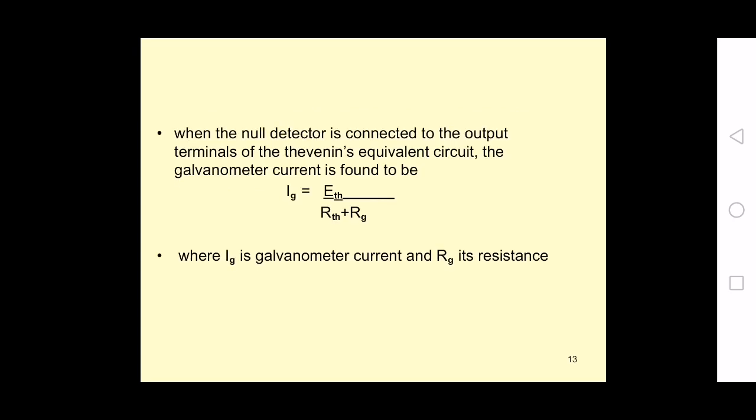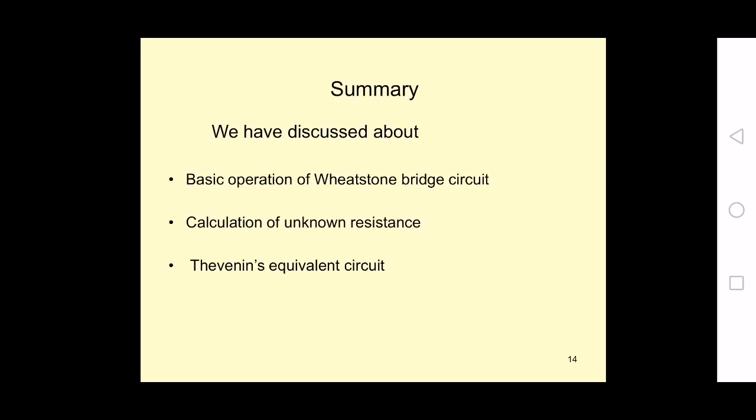When the null detector is connected to the output terminals of the Thevenin's equivalent circuit, the galvanometer current will be IG equal to ETH by RTH plus RG, where IG is the galvanometer current and RG is the galvanometer's resistance. So in this class we have discussed the operation of the Wheatstone bridge circuit, the calculation of unknown resistance, and its Thevenin's equivalent circuit.